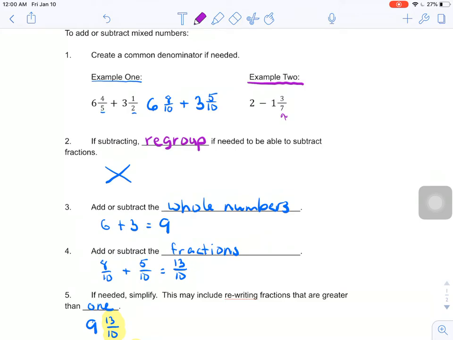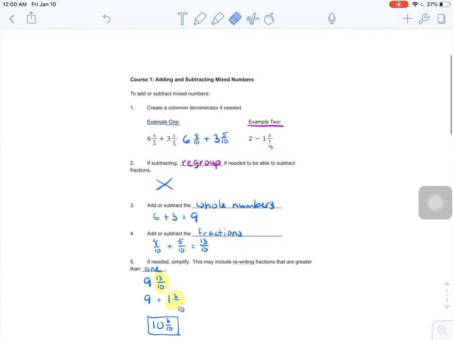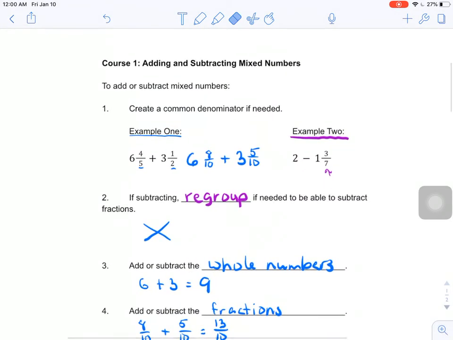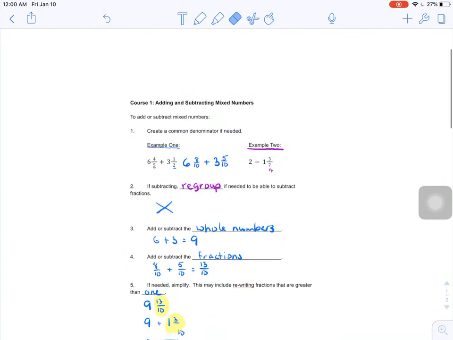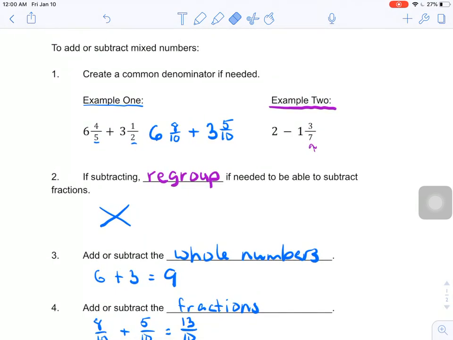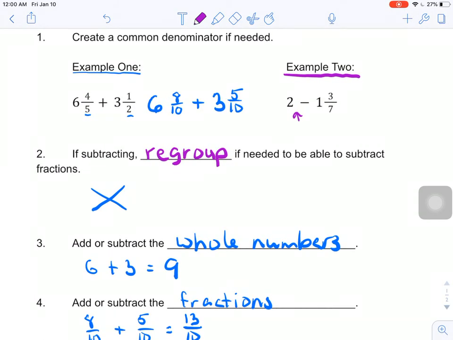But where we're going to run into a problem is on step 4, subtract the fractions, because in order to subtract fractions, we need to have a fraction in both numbers. So right now, there's no fraction for us to subtract in this number. So what we're going to do is regroup the two, so when we go to subtract the fractions, we have something to subtract 3/7 from. So we need a fraction in both of these numbers when we're subtracting. So we're going to regroup the two.